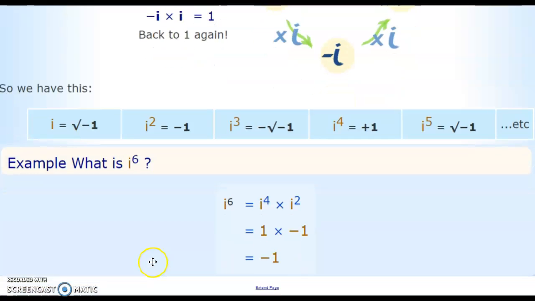So if you had to simplify i to any exponent, you would just need to break it into an exponent that is a multiple of 4, times whatever is left over, and then simplify that leftover part, because anything to the 4th power or to a multiple of 4 is going to simplify to 1. This is also something that can be done in the graphing calculator.